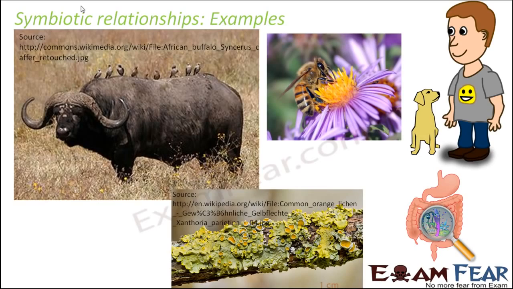Again, one of the very common examples of symbiosis is the lichen. That is a symbiotic association between algae and the fungi. There also the algae prepares food for the fungi and the fungi provides a shelter to the algae. So these are some of the examples of symbiotic relationships.